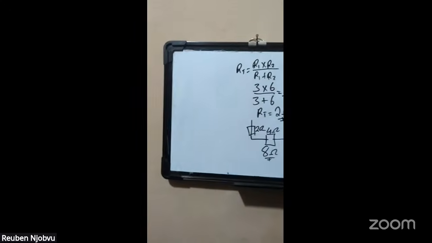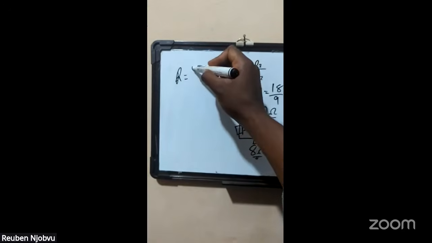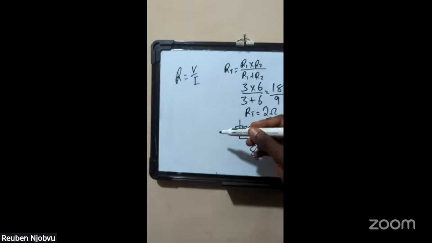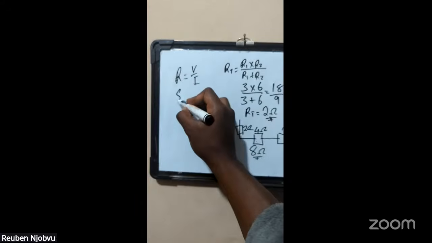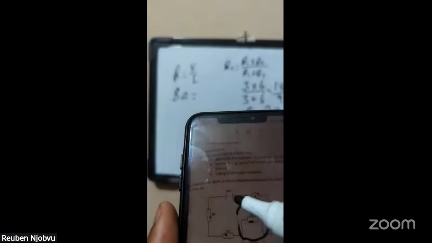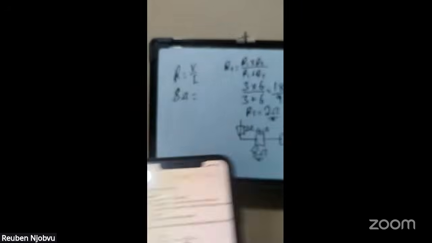So this is just the language of electricity. Resistance is equal to voltage over current. So what is the total resistance? After adding them, the total is 8 ohms, which is equal to the total voltage over the current. The total voltage given is 48.